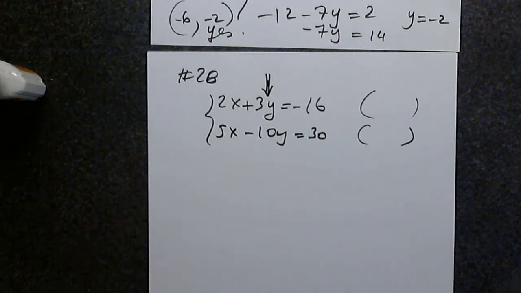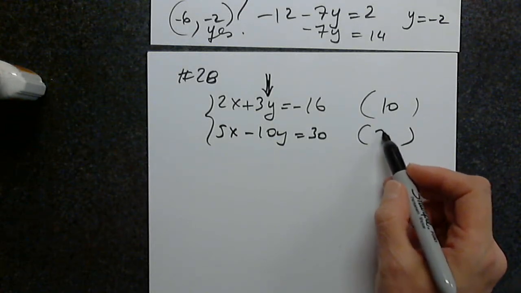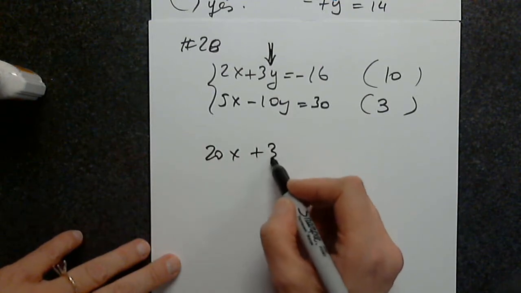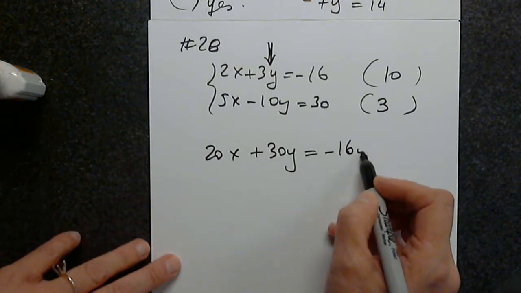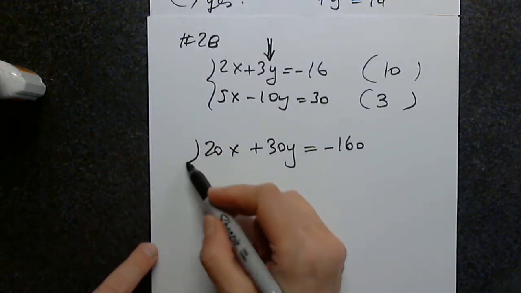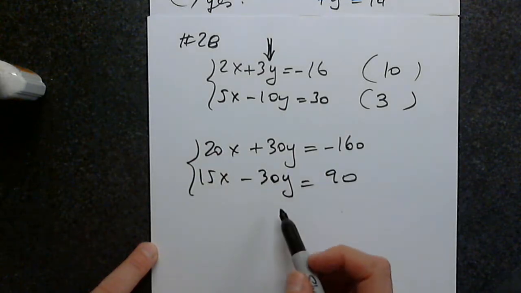If you multiply the top by 10, then you have to multiply the bottom by 3. So then 20x plus 30y equals negative 160. Please be very careful when you multiply. You have to multiply each and every term. Do not pick and choose, because then you're changing the problem. So then the second one is 15x minus 30y equals 90.